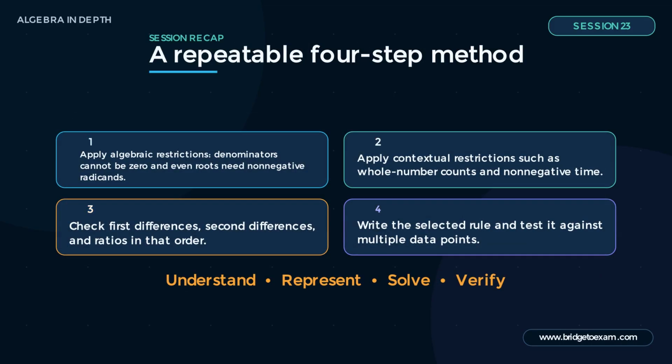Session 23 recap. Apply algebraic restrictions. Denominators cannot be 0, and even roots need non-negative radicands. Next, apply contextual restrictions such as whole number counts and non-negative time. Then, check first differences, second differences, and ratios in that order. Finally, write the selected rule and test it against multiple data points. A complete solution shows the reasoning, checks the result, and states what the answer means.